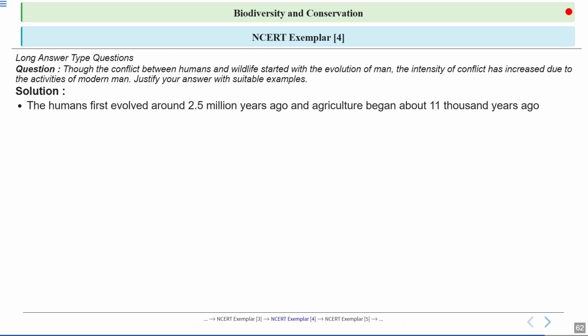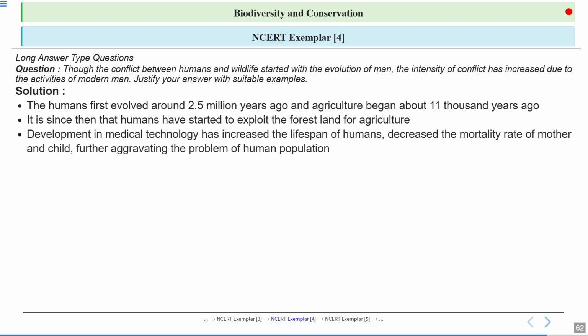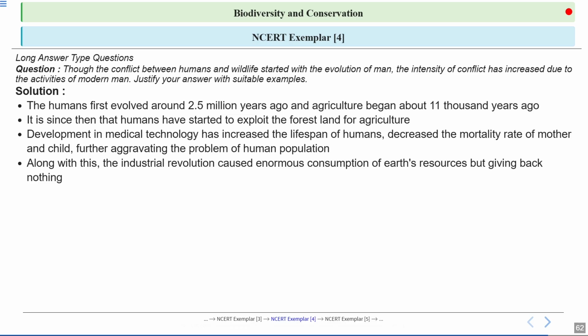Now, humans evolved around 2.5 million years ago, and agriculture began about 11,000 years ago. So it is since then that humans have started to exploit the forest land for agriculture. Now, development in medical technology has increased the lifespan of humans and decreased the mortality rate, means death rate of both mother and child, further aggravating the problem of human population. The human population is increasing now because the lifestyle is better now.